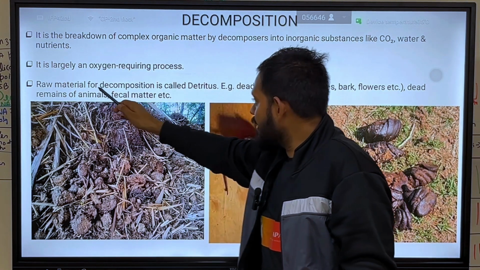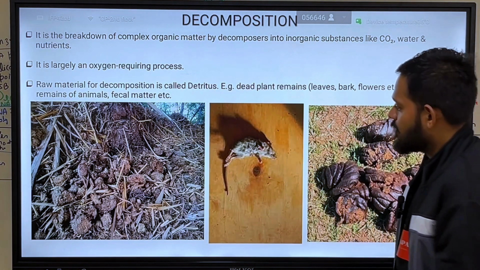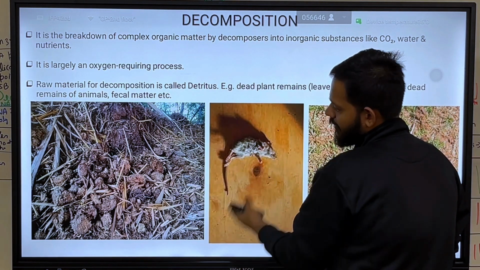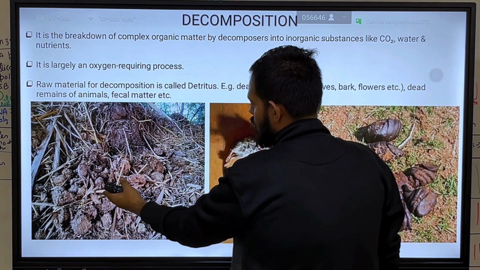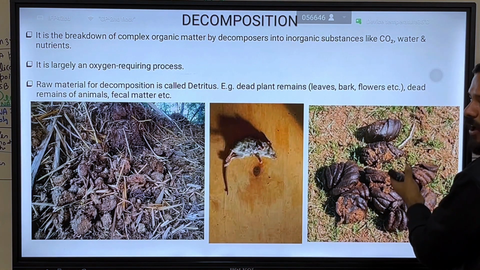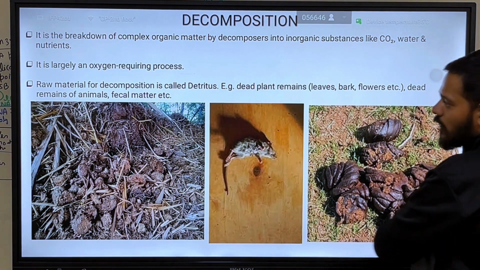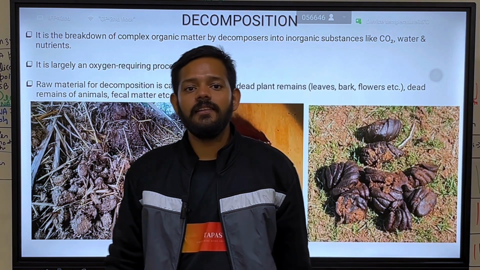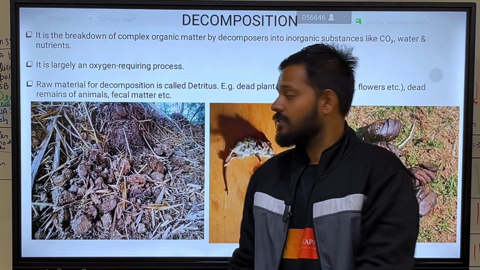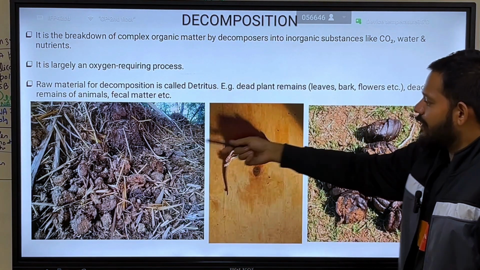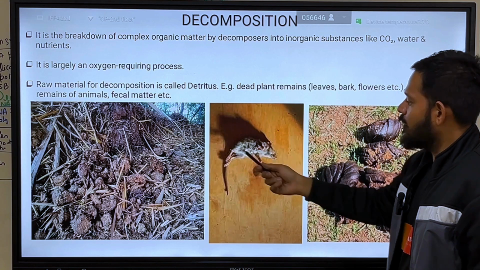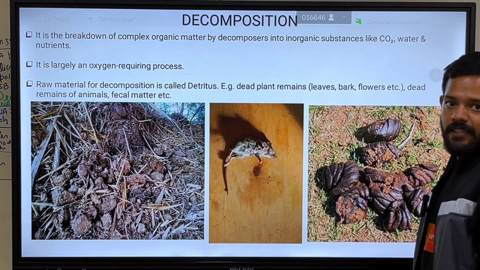Okay, the raw material for decomposition is called detritus. All these are detritus: the dead bodies, remains of plants, and the excreta of animals. All these things are your raw material, which is called detritus. Examples: dead plant remains, dead remains of animals, and fecal matter.